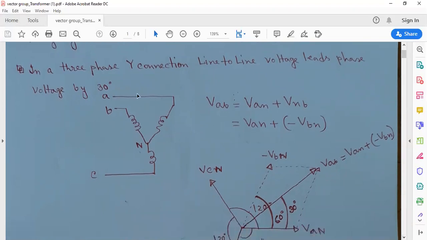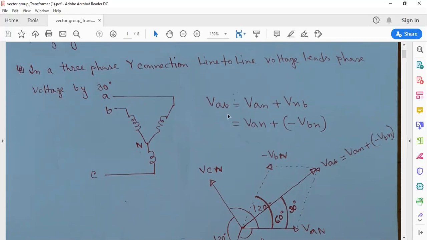So this is a three-phase connection, and there are A, B, C phases. VAN is the voltage from A to N, the phase voltage, VBN is another phase voltage, VCN is another phase voltage. VAB is a line-to-line voltage, VBC is a line-to-line voltage, VAC is another line-to-line voltage. So what will be the relationship between phase voltage and line voltage?